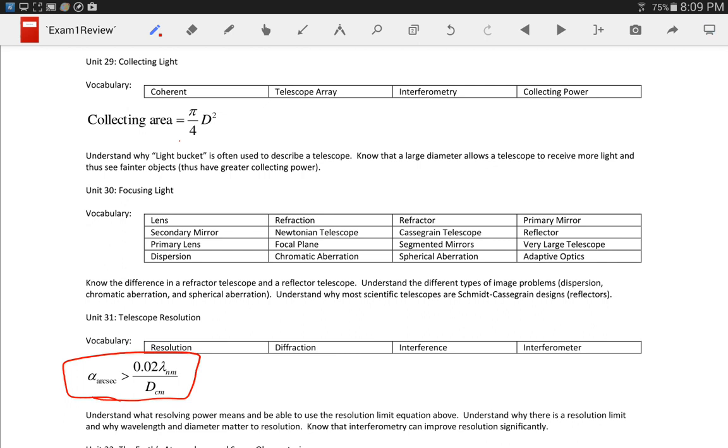Supporting a lens takes a lot because they're heavy, and lenses can sag under their own weight. The mirrors you can support on the back side. They tend to be light, and you can fully support them so they don't have that problem.